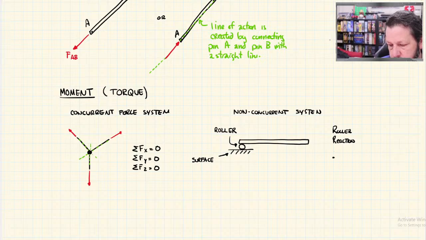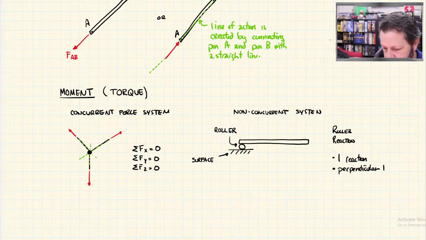Is that there's only one reaction. And that one reaction is perpendicular to the surface. So in our case, I've got a roller, I just drew a little ball, and I drew a surface that's horizontal underneath that. So that would mean that there's one vertical reaction. Vertical is perpendicular to horizontal. It's a roller, so there's only one reaction.